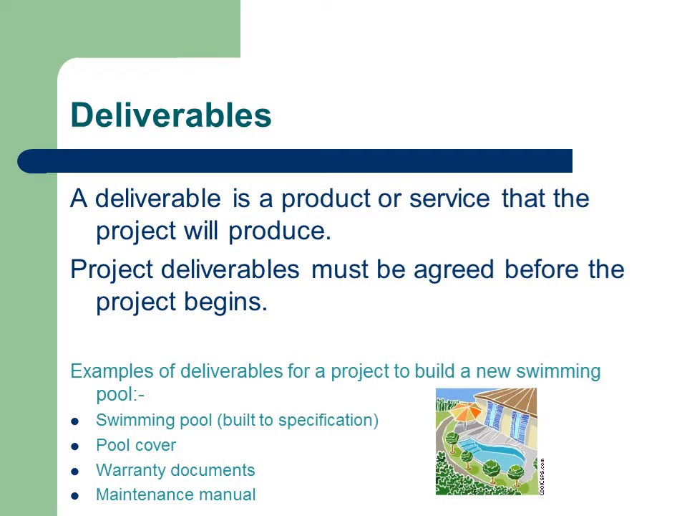Deliverables may also be documents produced as a result of doing the project. For example, the PMP is also a project deliverable. It's important to differentiate between the two different types of deliverables in your scope statement. For the purpose of this course, we will consider only the final project deliverables, that is, the products or services which will be handed over to the customer. Examples of deliverables for a project to build a new swimming pool are the swimming pool itself, built to specification, pool cover, warranty documents, and maintenance manuals.